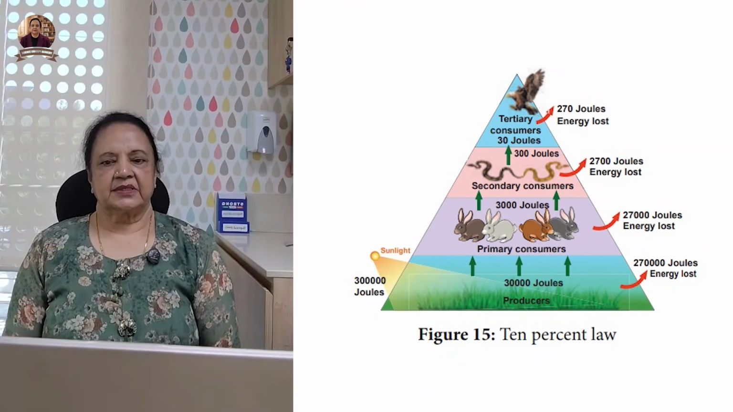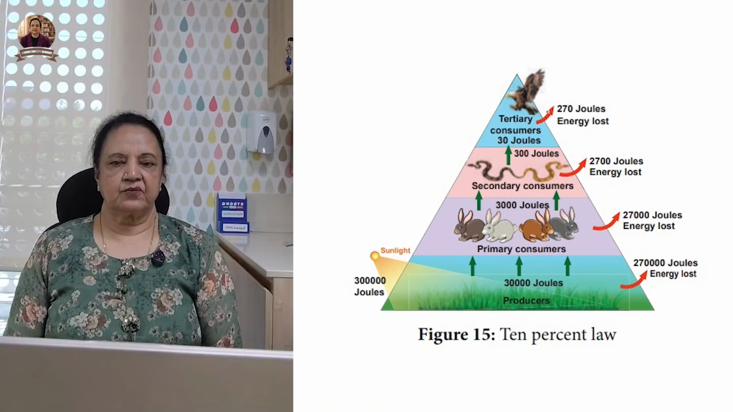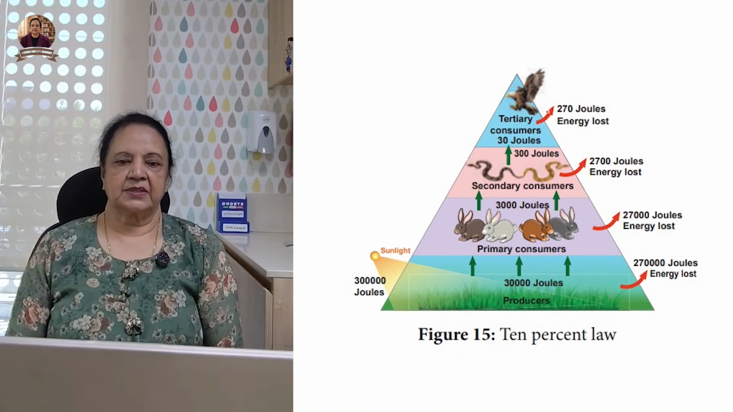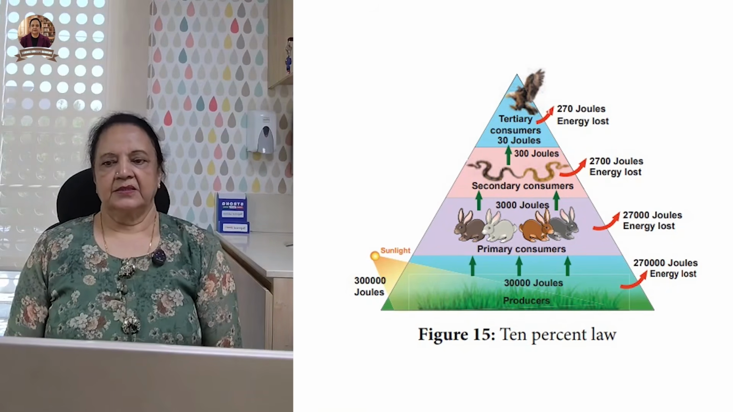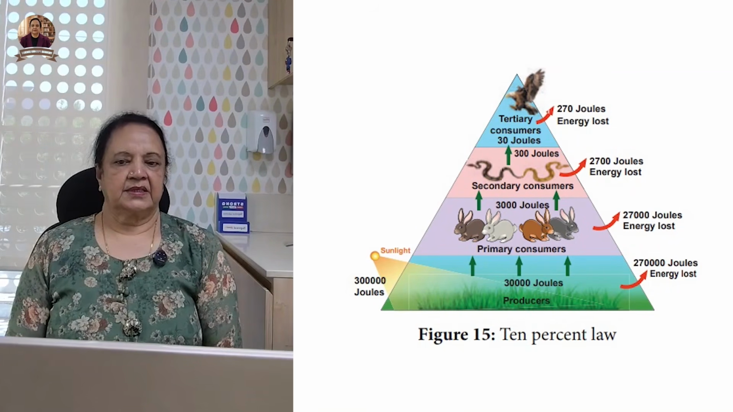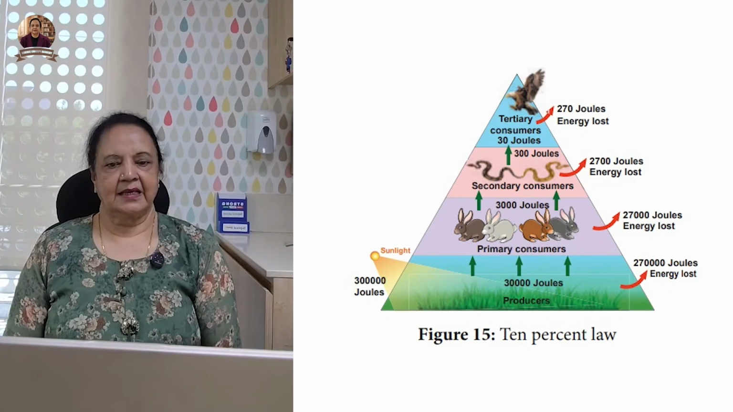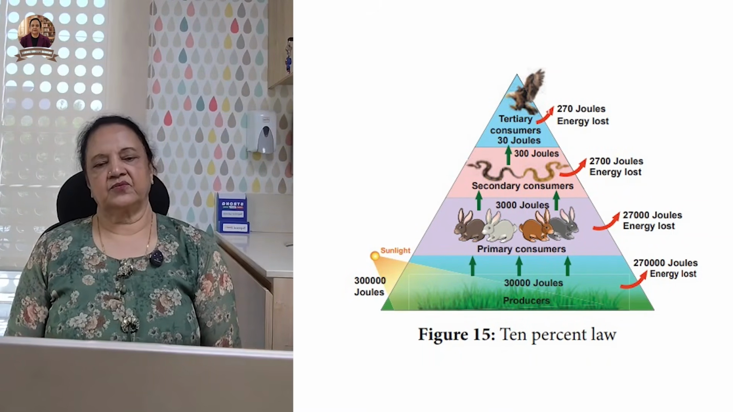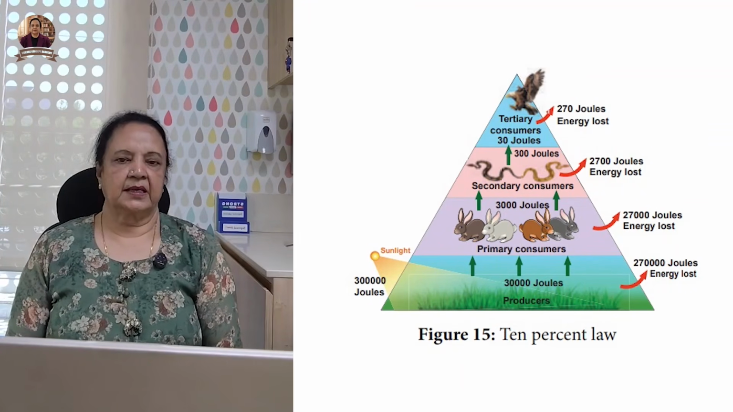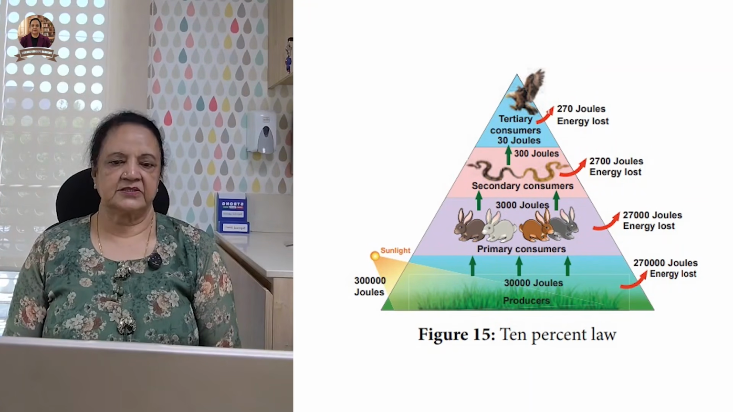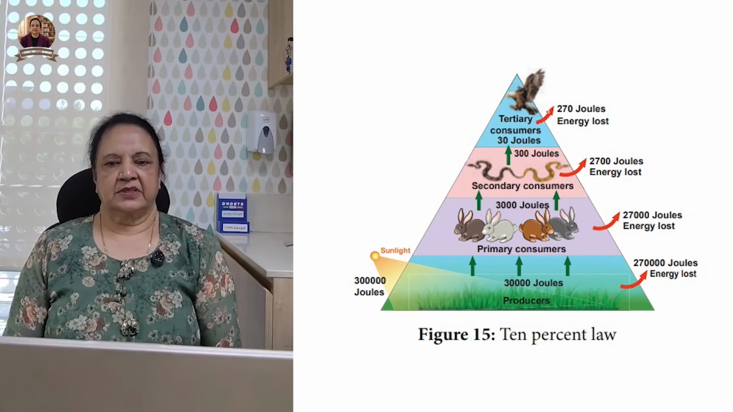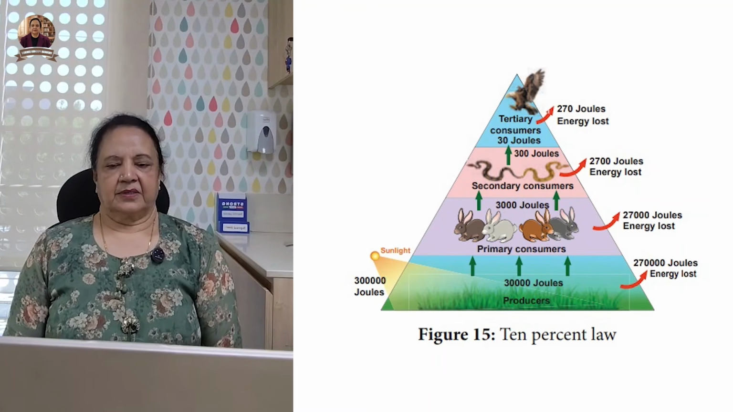Energy transfer to the tertiary consumer T4, 10% of 100 joule, that is 10 joule. So the energy available to the tertiary consumer snake is only 10 joule. This explains why food chains rarely have more than 4 to 5 trophic levels. There is simply not enough energy left to support another level.